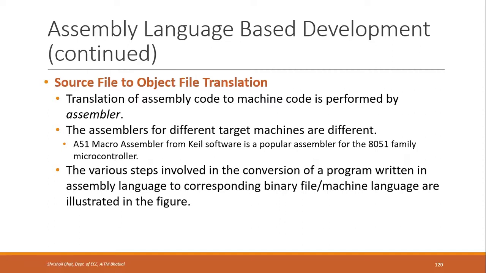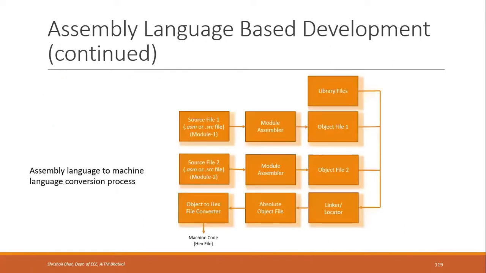The assemblers for different target machines are different, depending on what target processor you have. You have to use different types of assemblers. The A51 macro assembler, one of the kinds of assembler from Keil, is a popular assembler for the 8051 family microcontroller. This is inbuilt in your Keil MicroVision, which does the assembling task. The various steps involved we have seen in this figure.